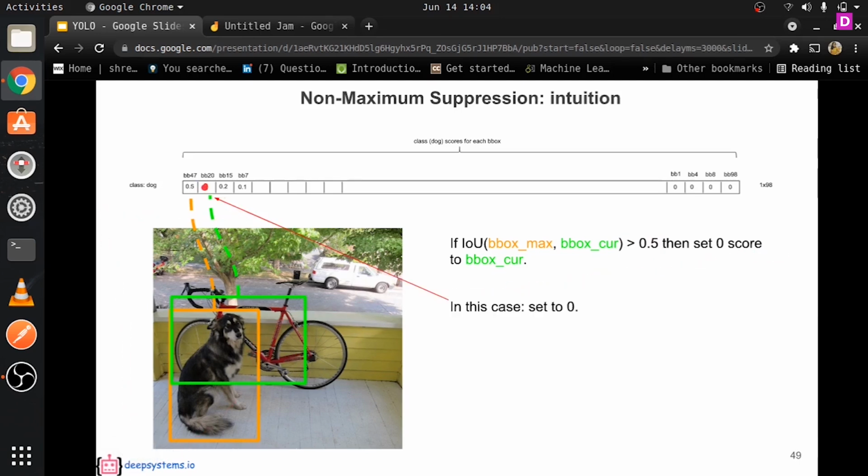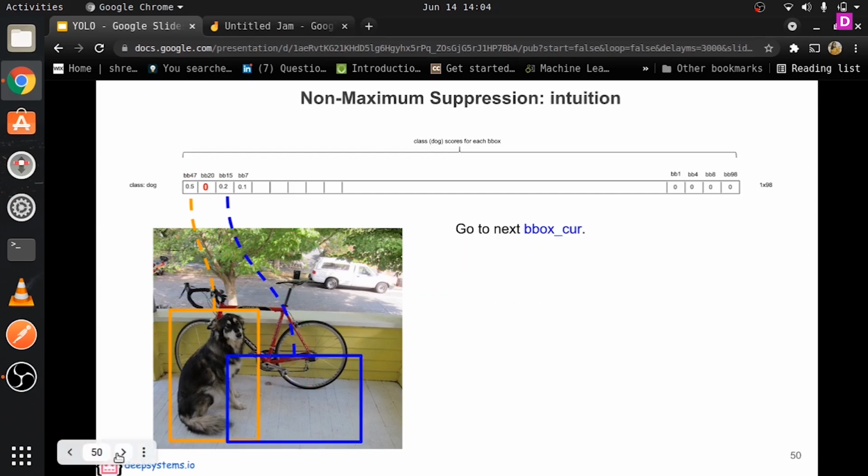So see, here you have set the value to 0. Now this has been solved, you go to the next bounding box. Now this becomes your bounding box current. Now this bounding box current will be compared to the bounding box maximum. Again you will do the IOU. If your IOU is greater than 0.5, in that case you set the value to 0.